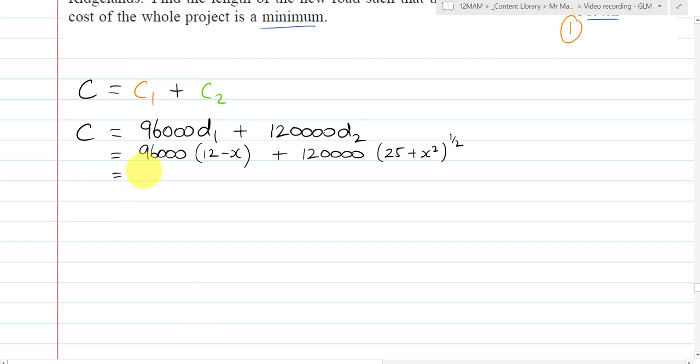So I'm going to expand this. And 96,000 times 12 is 1,152,000 minus 96,000 X plus 120,000 times 25. Oh, actually I can't do that, so I've got to leave it as just 120,000 times 25 plus X squared to the power of a half.